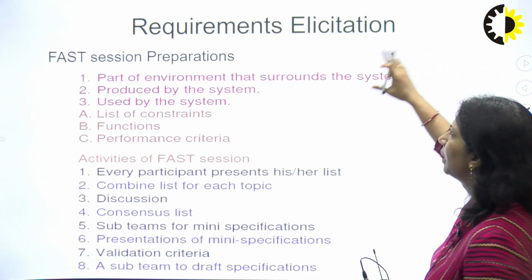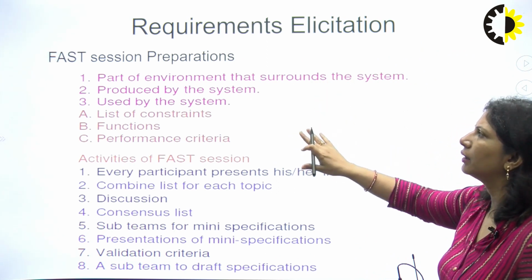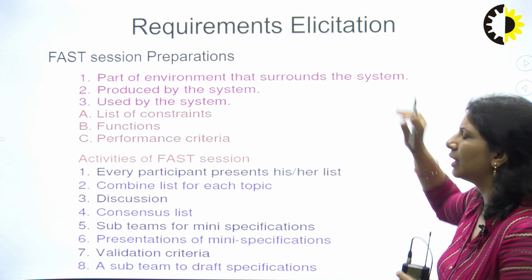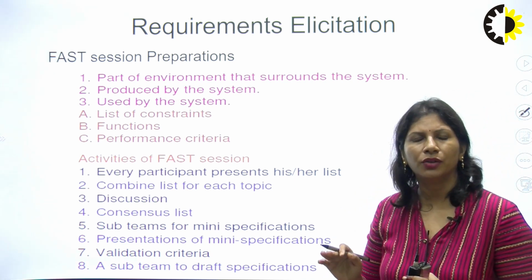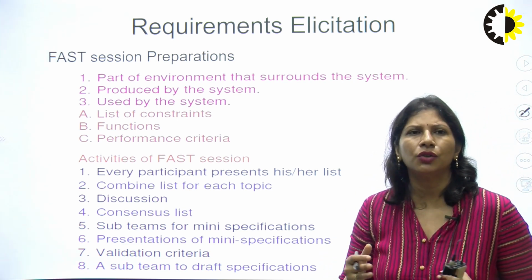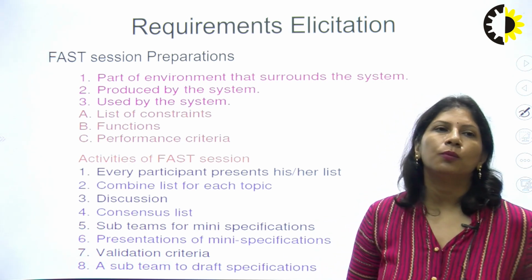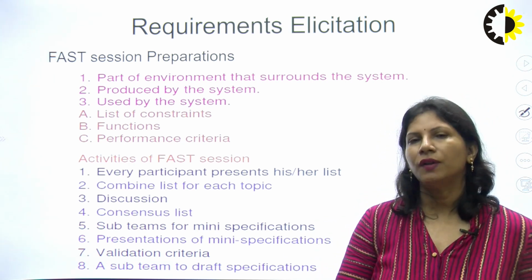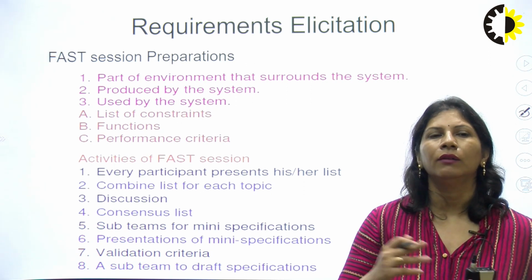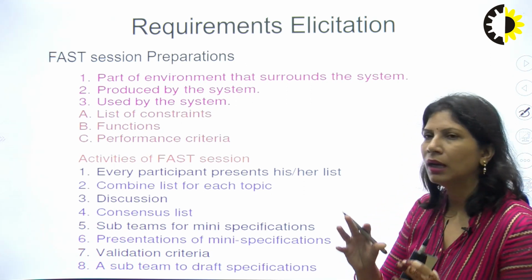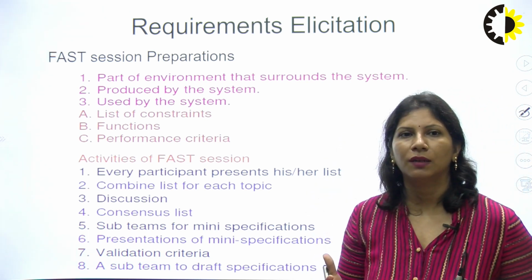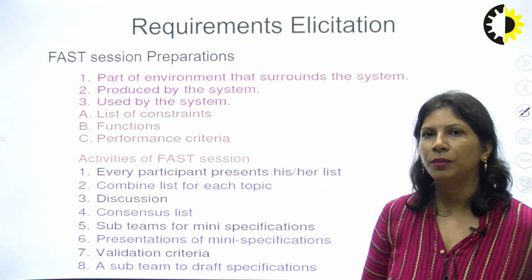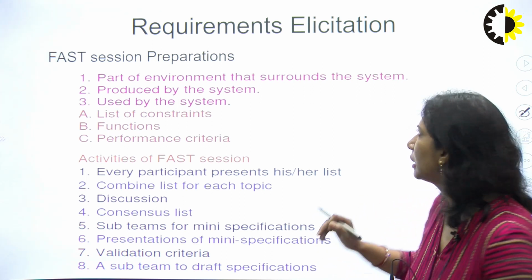So here, with requirement elicitation, we should know what the FAST session preparation and activities are. All the people will participate, discuss, prepare their own lists, and validate all these things. Some of it may not be required. We will develop the large-level specification, and we will also develop the mini specification with the sub-teams.